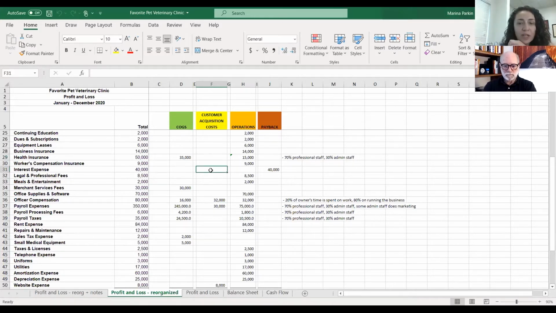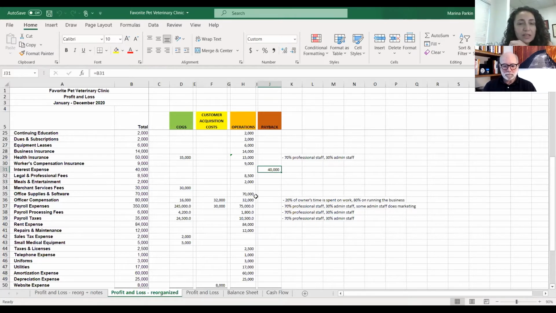So I kept going, and then I stumbled into the interest expense, and I said, well, that's me really paying back the loan that I took out to buy this business. So let's shove that interest expense into the payback section. Kept going with my general operation.